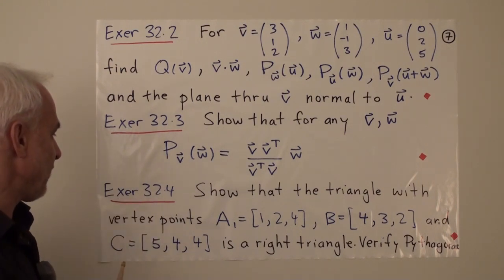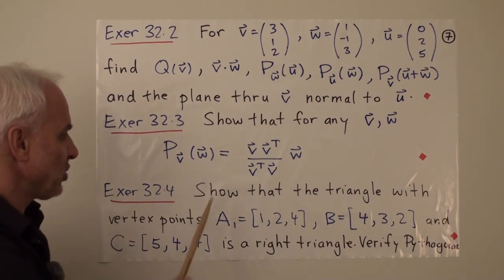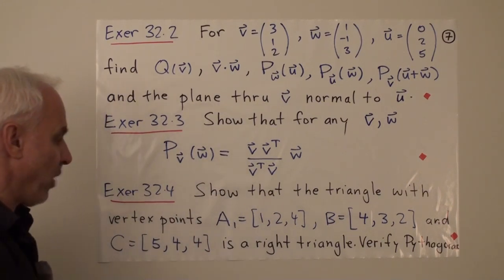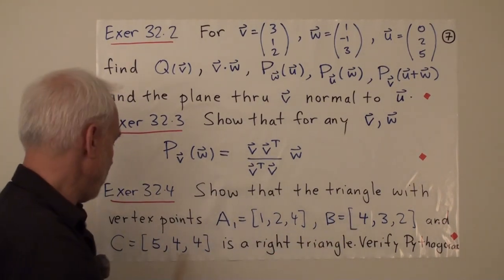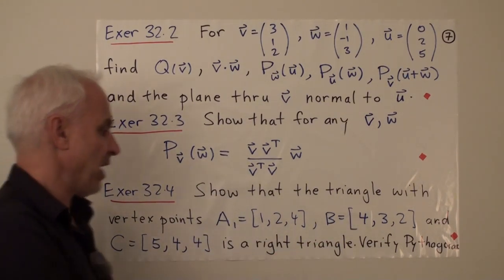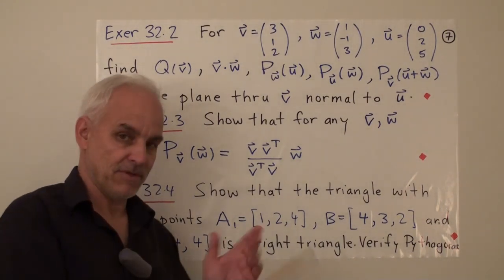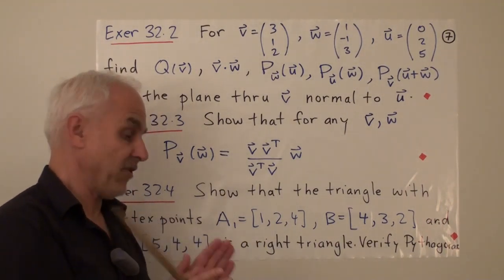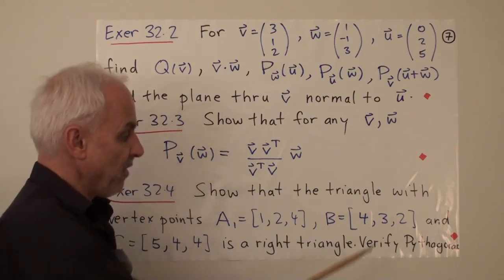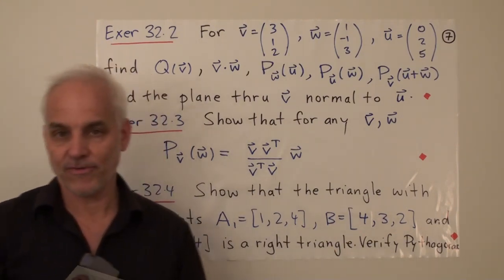And the fourth problem, something to do with Pythagoras: show that the triangle with vertex points (1, 2, 4), (4, 3, 2), and (5, 4, 4) is actually a right triangle. So in other words, verify that two of the sides are perpendicular, and verify that Pythagoras' theorem holds.